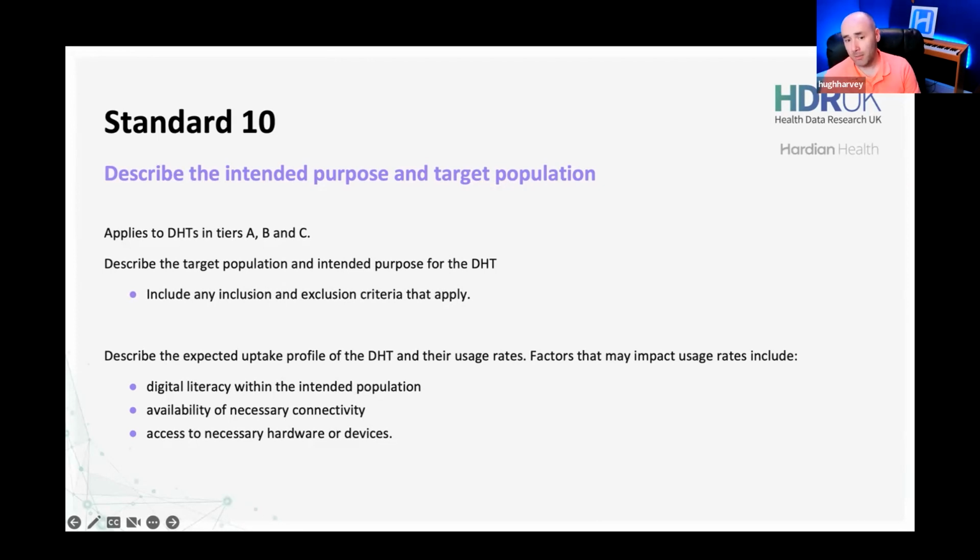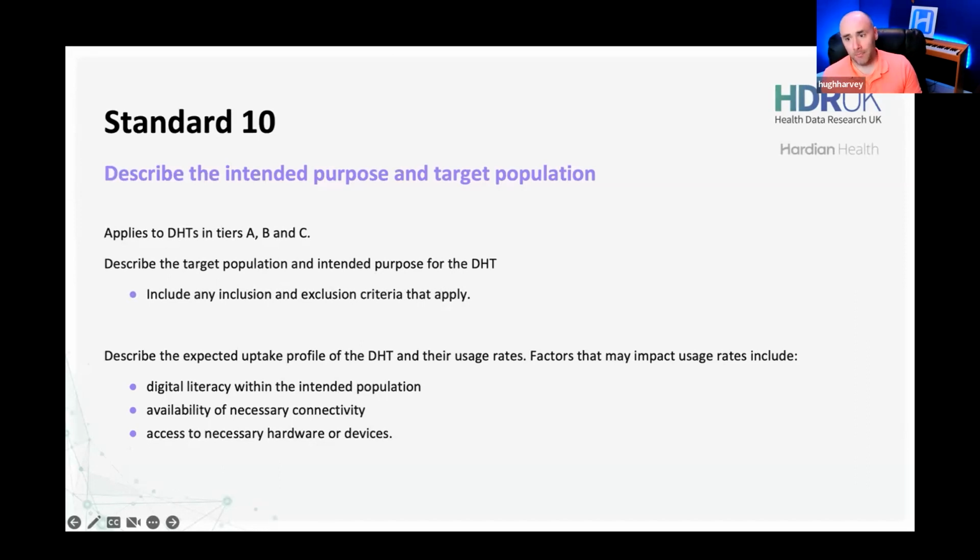So your device, let's say, is an app that is giving digital cognitive behavioral therapy. You might exclude people who are already demonstrating suicidal ideation, for instance. You might not think it's appropriate to provide your services to them. So you have to be able to show that you are actively able to exclude those patients and safeguard them to an appropriate care pathway where they can be dealt with, rather than putting your device on the market and just allowing anyone and everyone to use your device. You should be able to describe the expected uptake profile for your technology and the usage rates.